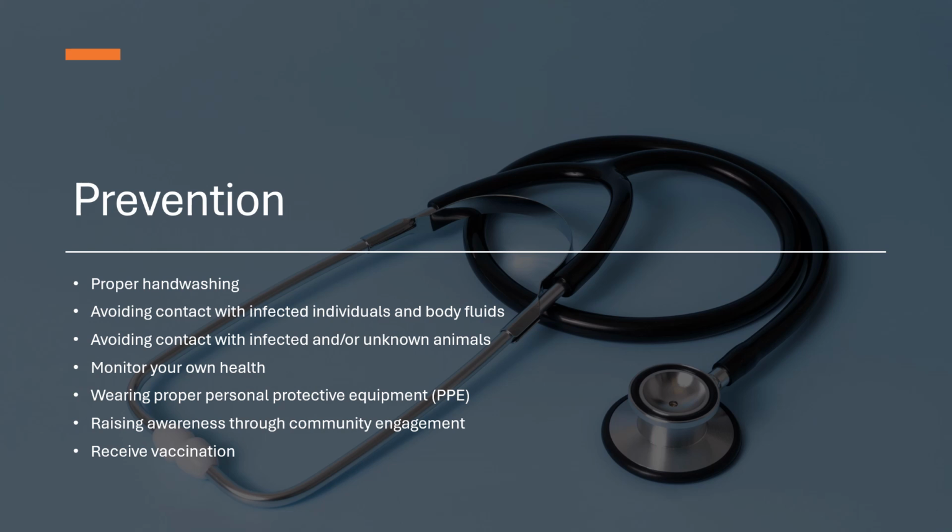Raising awareness through community engagement is a big one, because this is probably the most important preventative measure, or at least one of them, because the more knowledge that a community that could potentially be susceptible to an Ebola outbreak has, the more they would strive to avoid having it in the first place, which would prevent outbreaks and decrease the risk of spreading the virus. And finally, receiving vaccination is another important one. There have been vaccines developed throughout the years for Ebola.